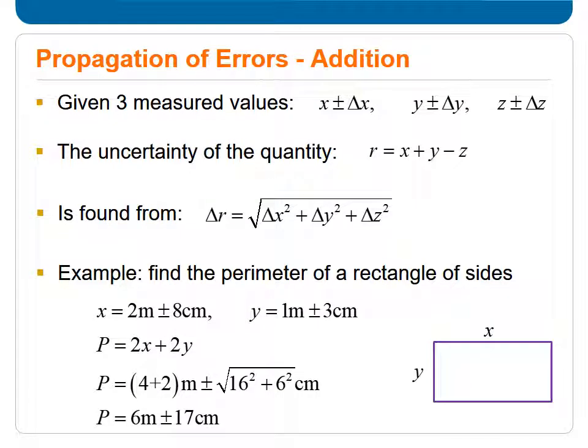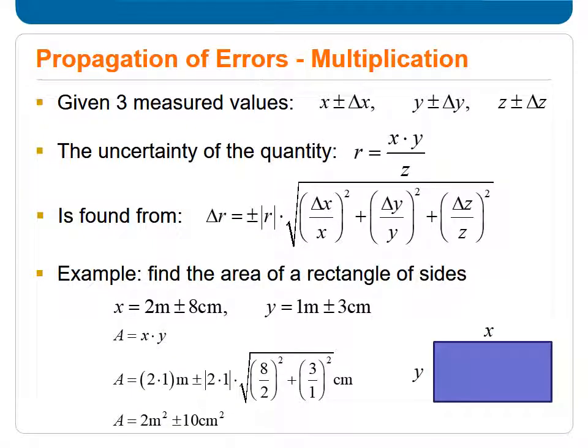When you add or subtract numbers, the uncertainty of the sum or difference is the square root of the sum of the squares of the individual uncertainties. For example, if you measure the length of a rectangle to be 2 meters plus or minus 8 centimeters and the width of that rectangle to be 1 meter plus or minus 3 centimeters, then the perimeter of the rectangle is 6 meters plus or minus 17 centimeters.